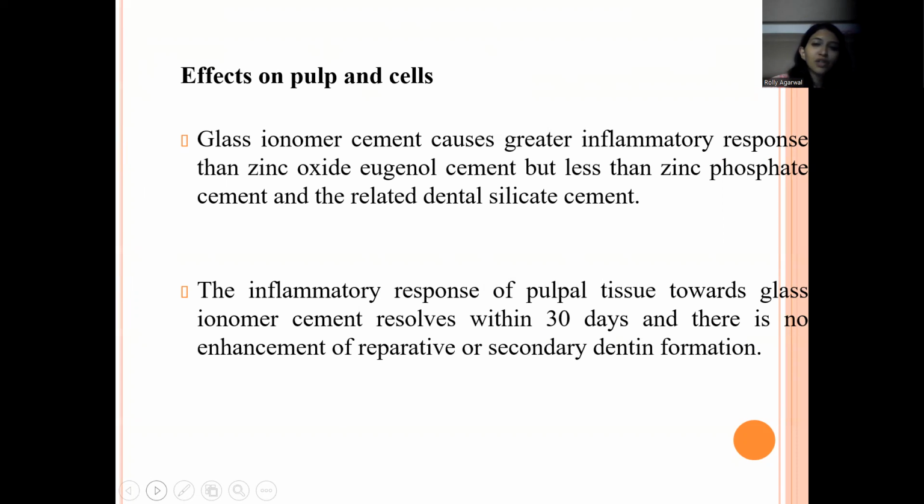So, effect on pulp and cells. Glass ionomer cement causes greater inflammatory response than zinc oxide eugenol cement, but less than zinc phosphate cement and related dental silicate cement. The inflammatory response of pulpal tissue towards glass ionomer cement resolves within 30 days, and there is no enhancement of reparative or secondary dentine formation.